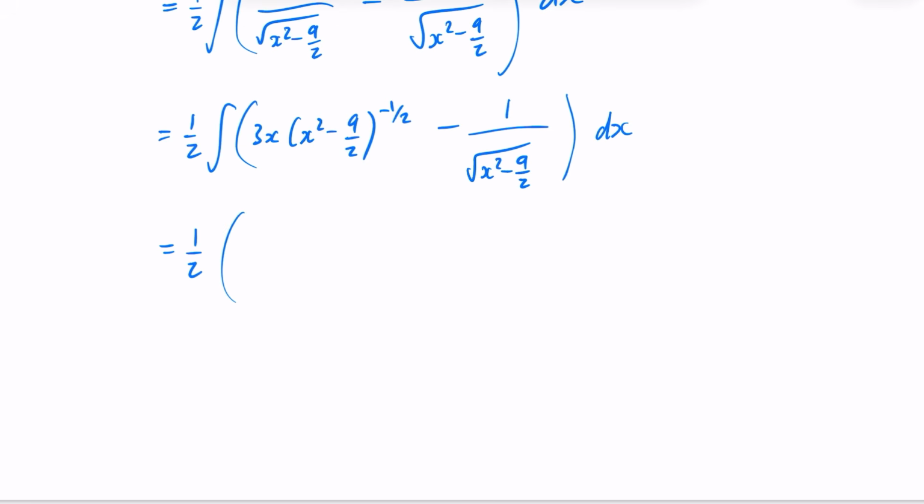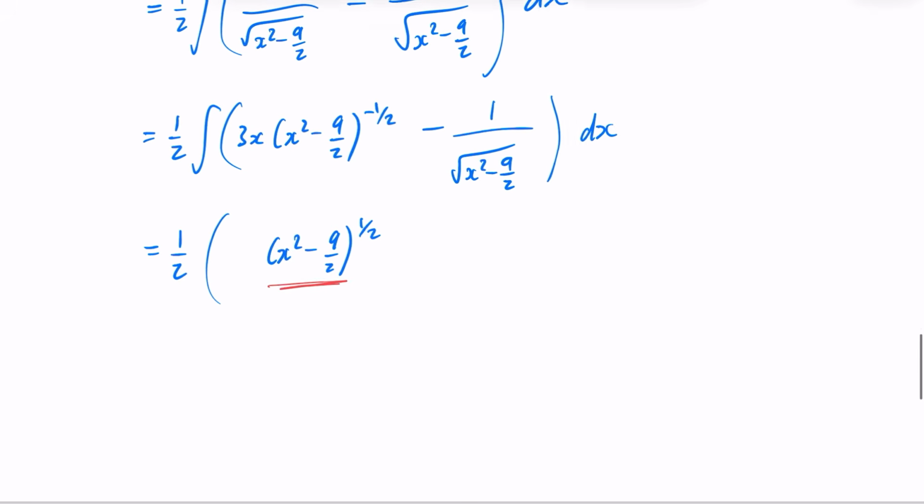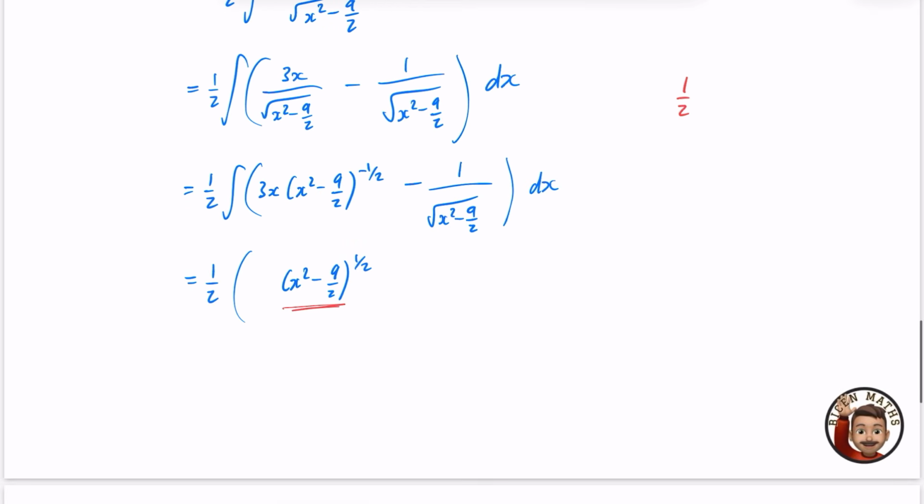So there's going to be a half. When I integrate this, I'm going to increase the power by 1, right? So I will have x squared minus 9 over 2, to the power of a half. If I just quickly do a bit of differentiation on this somewhere else on my page, I will pull the power down, I will reduce the power by 1, and I will multiply by the derivative of this bracket, which is 2x. So the half and the 2 cancel, and we just have x squared minus 9 over 2, to the minus a half. But I don't want it to be x squared minus 9 over 2 to the minus a half. I want it to be 3x, which means there needs to be the extra 3 in front of it.